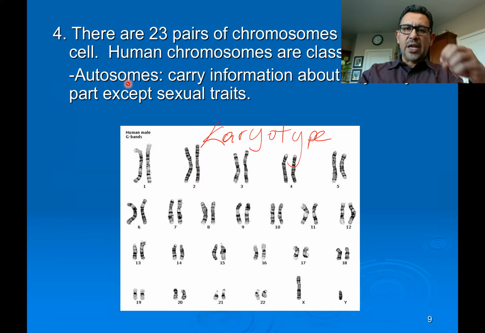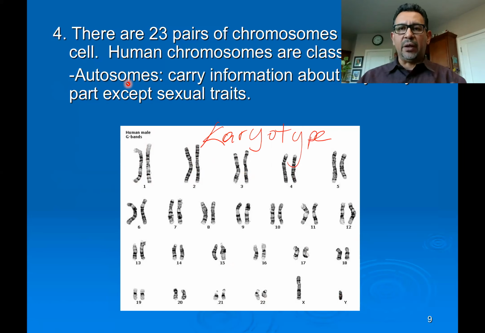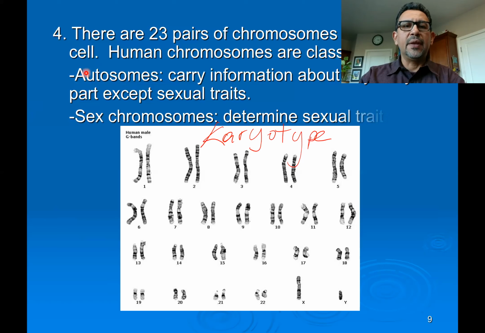Autosomes are going to carry genes for the expression, for the development of all of our body parts and how our bodies function, with the exception of sexual traits. Sexual traits are going to be housed in a set of chromosomes known as the sex chromosomes. Each person normally has 2 sex chromosomes. Humans are going to have X and Y chromosomes. Males have 1 X, 1 Y, and females are going to have normally 2 X chromosomes.